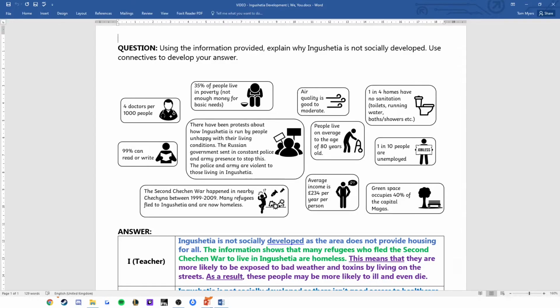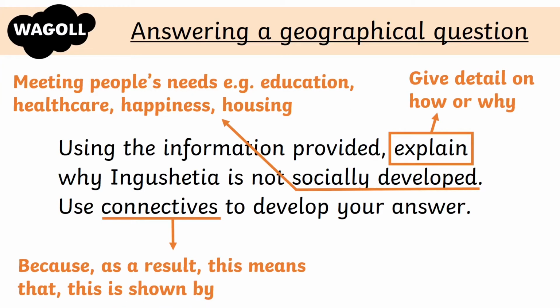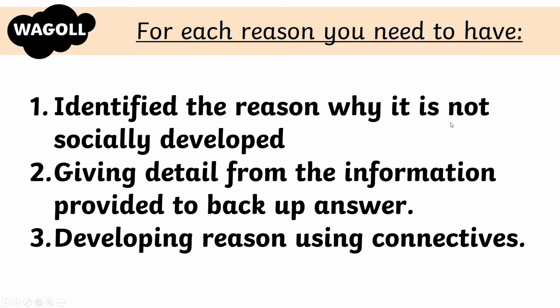So if we give 3 developed points, we want 3 reasons why Ingushetia is not socially developed. For each reason, I would be expecting you to identify the reason why it is not socially developed. So it might be that it doesn't have good healthcare. I want you to give me detail from the information provided. So you can use a quote from the actual information that we just read through. And then I want you to develop the reason using connectives. So saying because or this means that. Why does that mean people's needs aren't being met?